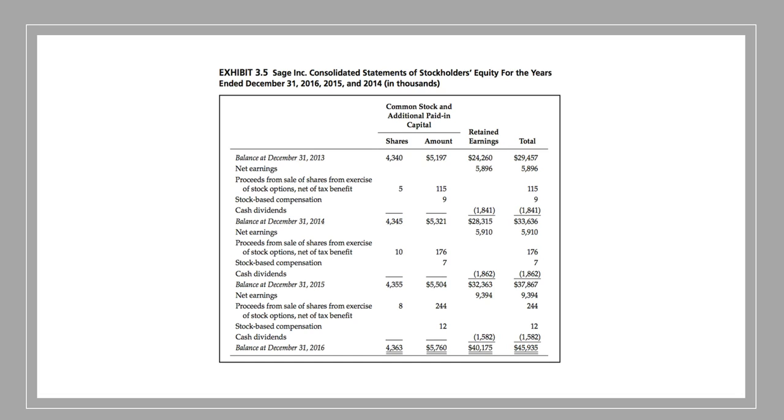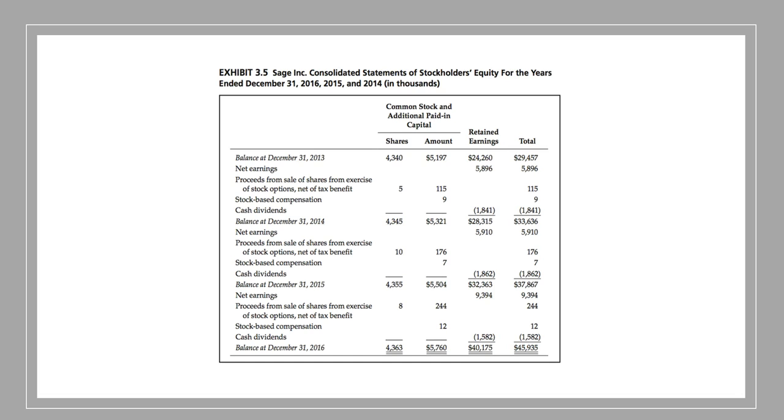The same for the common stock and additional paid-in capital. So we start off with 4,340 shares at a total of $5,197. And then we have proceeds from the sale of shares from exercise of stock options, net of the tax benefit. And so we look at it as 5 shares were sold at $115 total. And then we had some stock-based compensation. And so the balance has gone up, and so has the number of shares. And then you can look at each succeeding year and see what activity has occurred in each succeeding year.